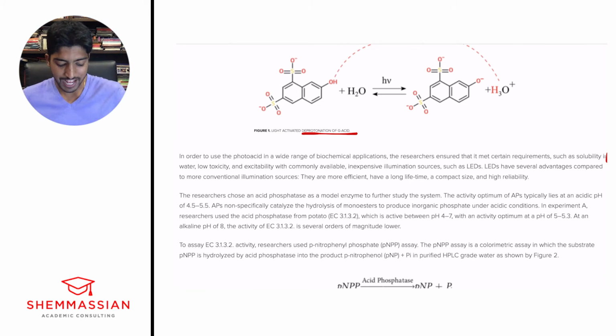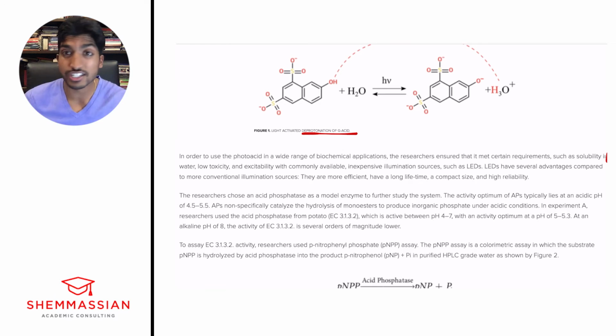The researchers chose an acid phosphatase as a model enzyme to further study the system. The activity optimum of APs typically lies at an acidic pH of 4.5 to 5.5. APs non-specifically catalyze the hydrolysis of monoesters to produce inorganic phosphate under acidic conditions. In experiment A, researchers used the acid phosphatase from potato, EC 3.1.3.2, which is active between pH of 4 to 7, with an activity optimum at a pH of 5 to 5.3. At an alkaline pH, the activity of EC 3.1.3.2 is several orders of magnitude lower.